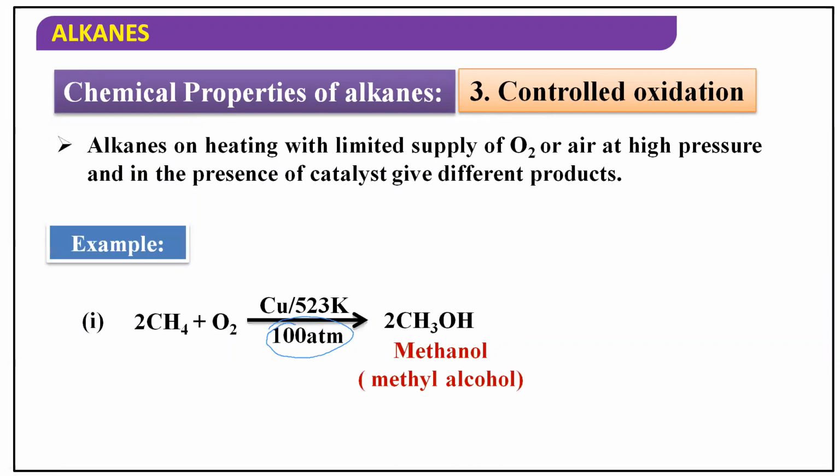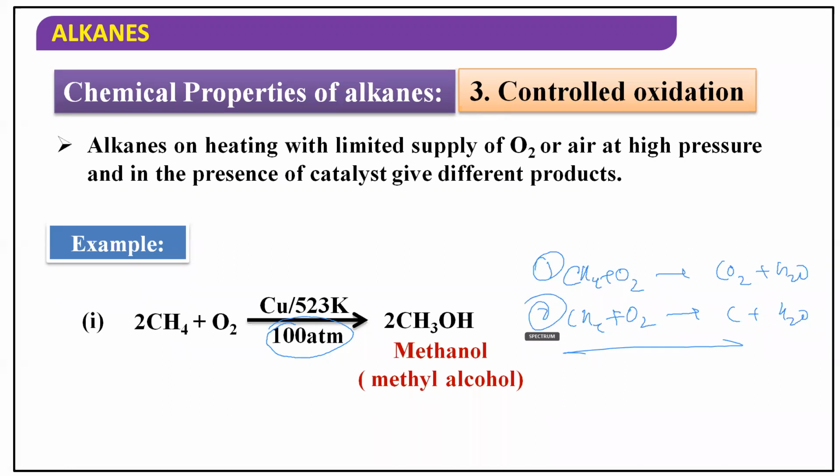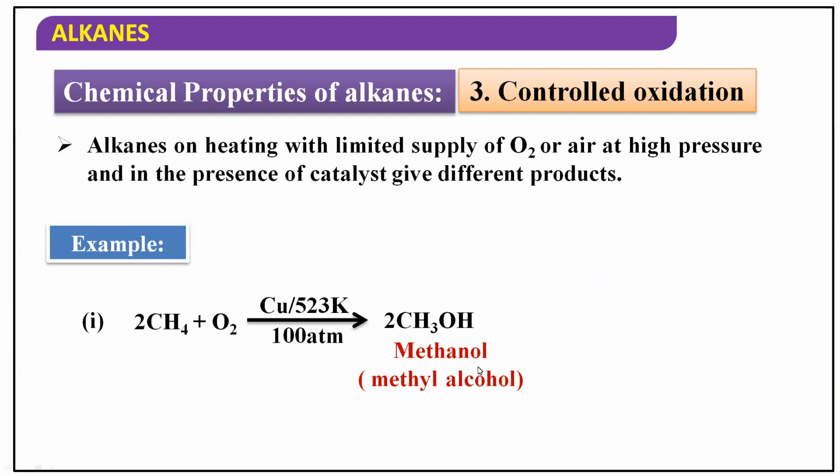Now you can see this is the third one. For methane, we discussed the first one, CO2 and water, right? CH4 plus O2 will give us CO2 plus water. Second one, CH4 unbalanced, I'm writing plus oxygen gives carbon plus water. Now this is the third one, but this time we are using catalyst also, and high pressure, 100 atm, not normal pressure. So methanol or methyl alcohol, which is injurious to health, a toxic compound, is formed.